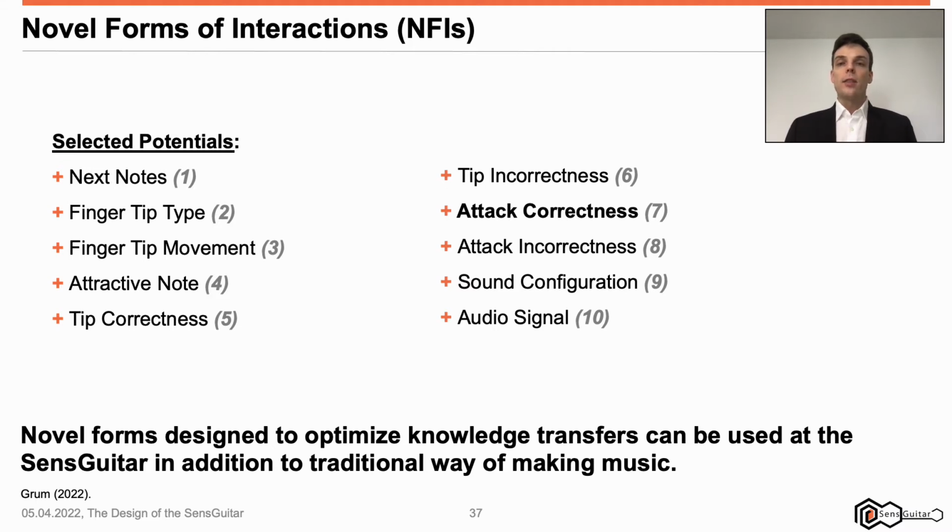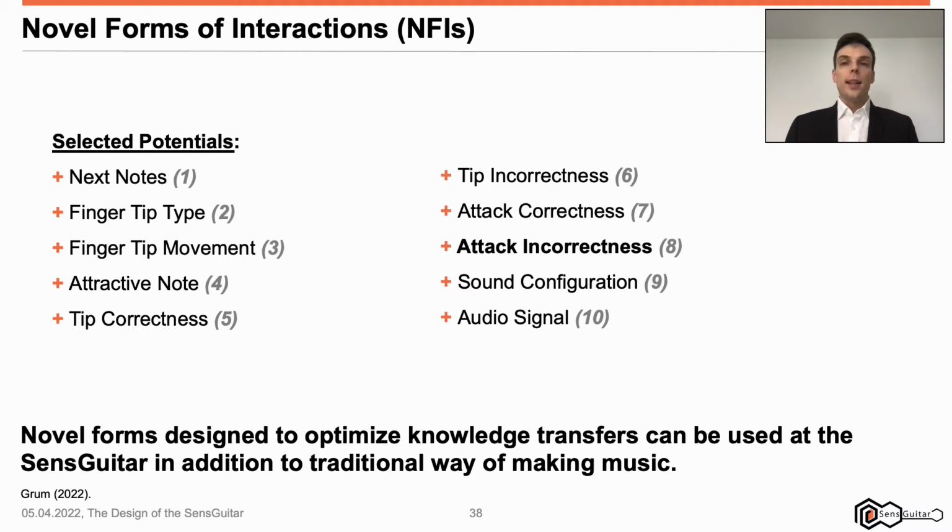Seventh, attack correctness. This novel form of interaction refers to the act of visualizing correct string attacks below the corresponding guitar strings. Here, for instance, green string surroundings appearing next to the correct string attack could visualize a positive feedback.